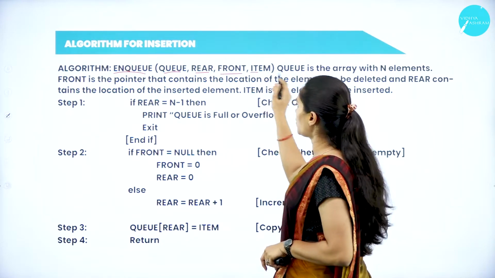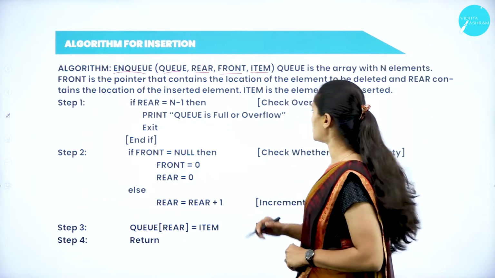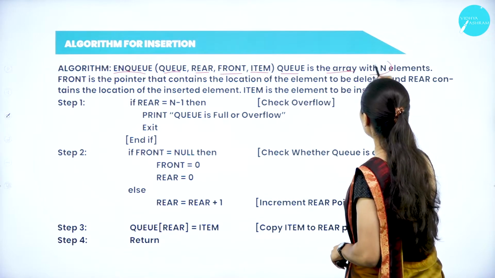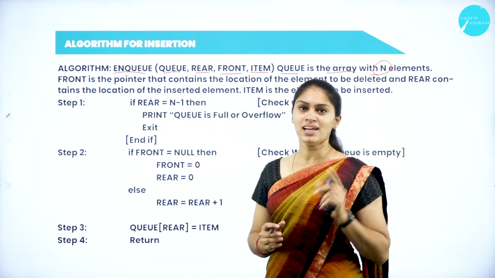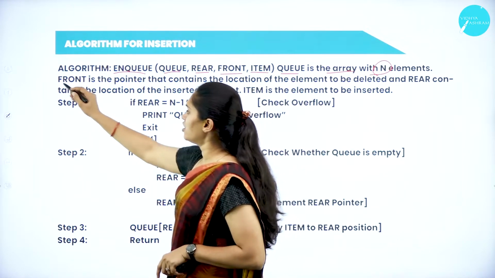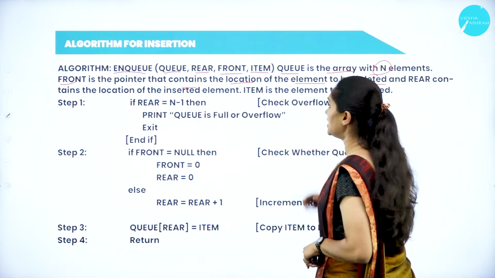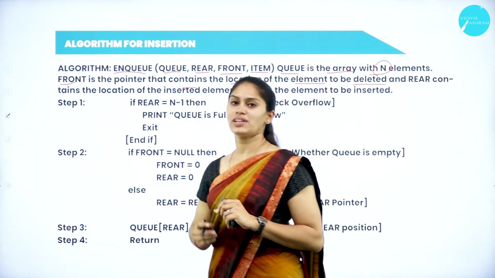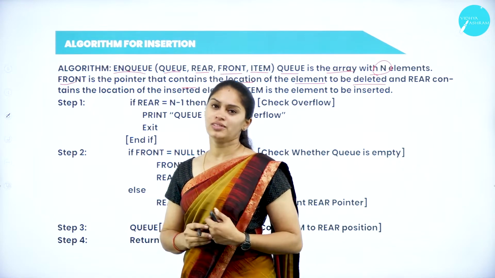Then we require item, the item which needs to be inserted into the queue. Queue is the array with n elements, so it can have any number of elements, indicated by n. Then front is the pointer that contains the location of the element to be deleted. So the front pointer gives the location of the element we want to delete.